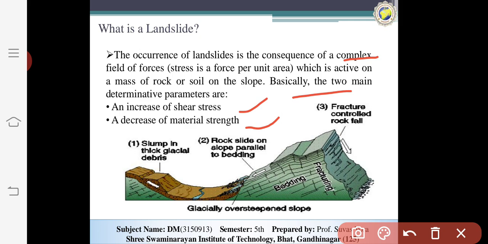It means that the weight of the rocks and the land will be high on high hills. At that time, the landsliding will arise. And the second one is the decrease of the material strength. It means here the material strength will be decreased. At that time, the landsliding will arise.